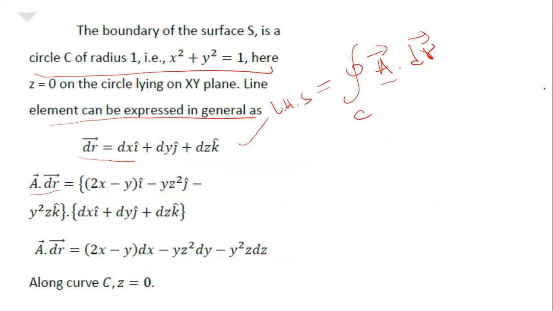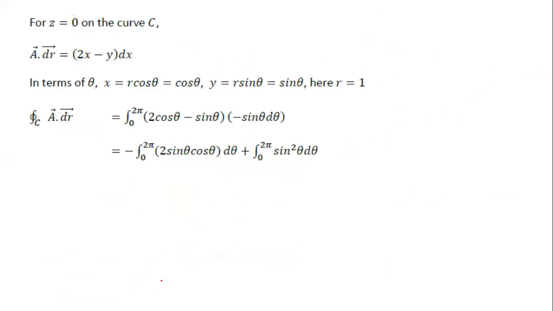So after taking A dot dr, you just put z as 0 along the curve. If z is 0, A dot dr reduces to this, and you just use, in terms of theta, x as r cos theta, and here your radius is 1, so y as r sin theta, with radius 1. Then this integration of A dot dr along the circle on the xy plane will be reduced to this.